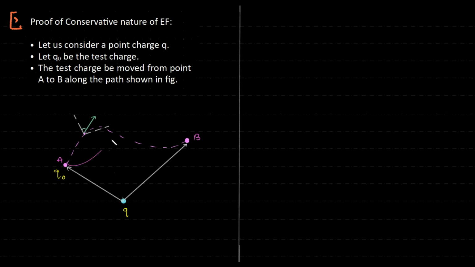Along this path or this path, it won't matter. Okay, so that's what we're trying to prove. Now, let RA be the position vector of point A and RB be the position vector of point B. Now, let's consider point P, which on extending is this line. So this is your point P, which on extending is this line. So that's your position vector.